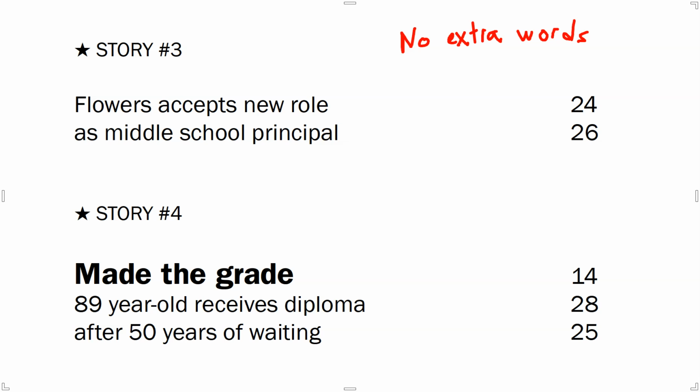Another important thing to remember is you need to have a subject and a verb in every headline. If you don't have a subject and verb, then you don't have a complete thought. So if you look down here, you have the subject, 89-year-old, and the verb, receives. Okay? Make sure you have that in every headline.